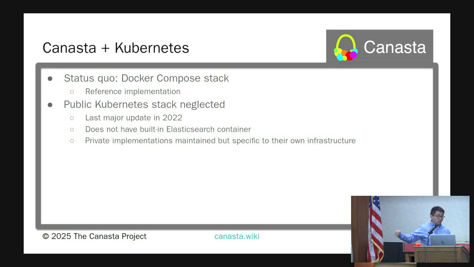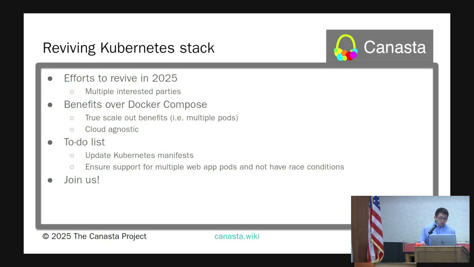There are private implementations out there using Kubernetes. So if you're wondering, "I think we have Canasta Kubernetes, what are they saying?" It just means that you have your own implementation specific to your infrastructure. I know a few examples out there, but we want to make this a unified and cohesive open source implementation that should be general purpose enough for everyone to use. So now there are going to be efforts to revive the Kubernetes stack. We have some funding to do so for some consulting clients, and it'll be for multiple interested parties that we'll implement this for.